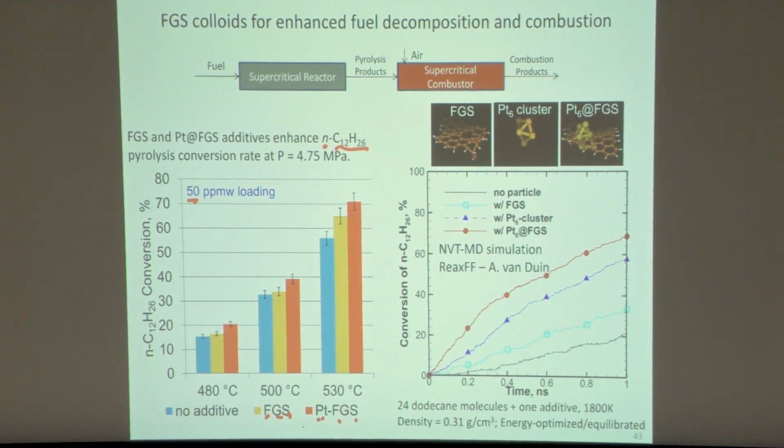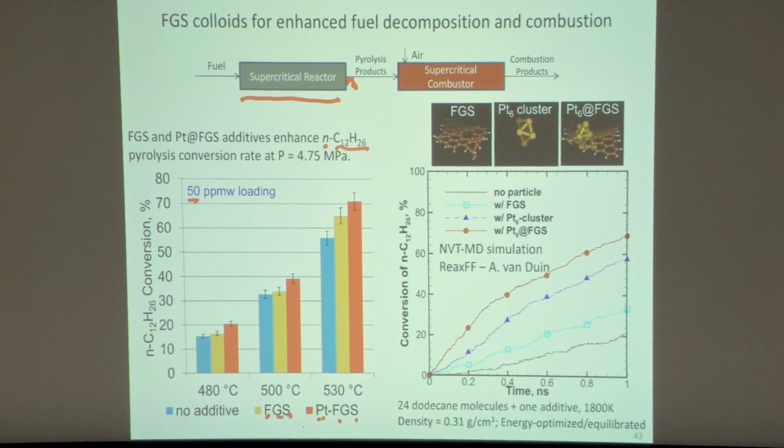If you're looking at this reactor, it had a tube going through a fluidized bed to keep the reactor at a constant temperature, and the composition was measured at the exit to see how much conversion of the decane had occurred. What you find is that adding the platinum FGS improved conversion and made a significant amount more hydrogen.